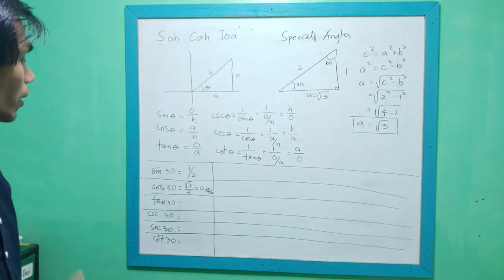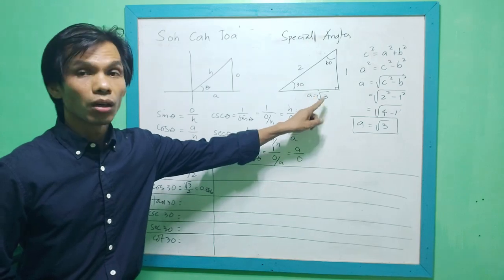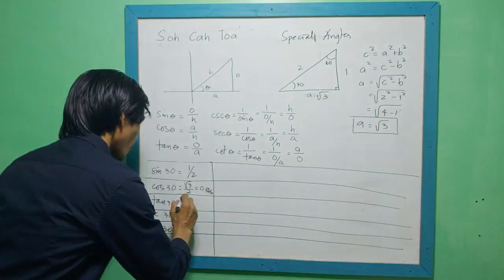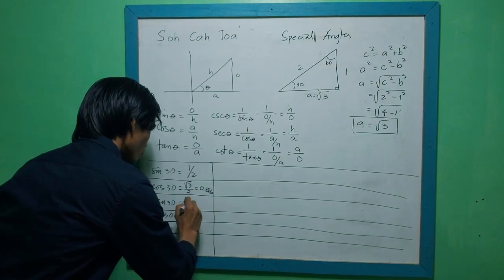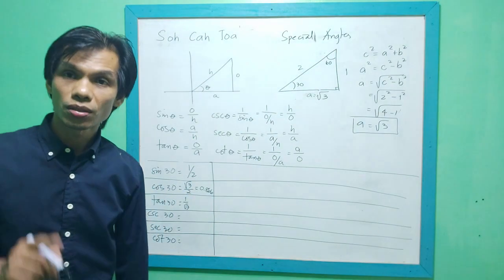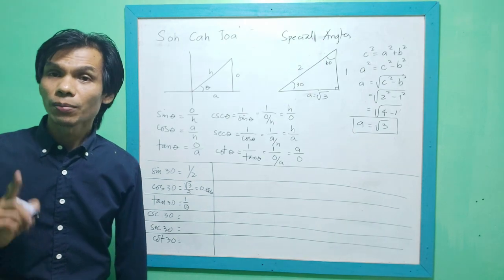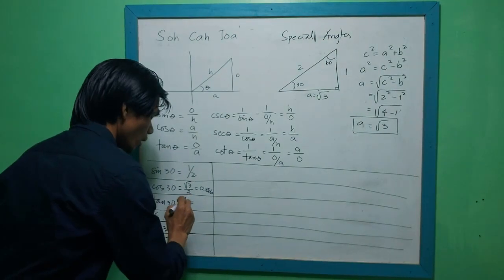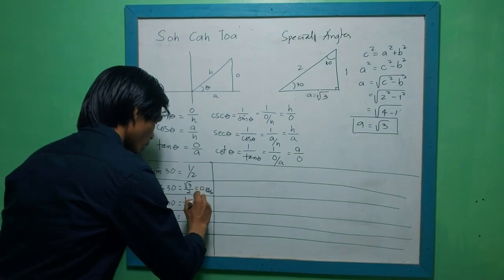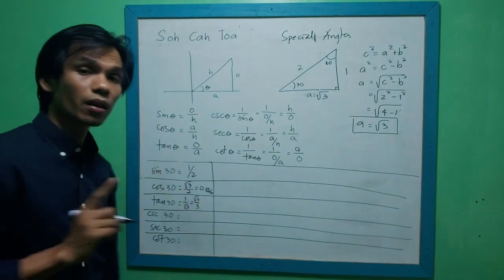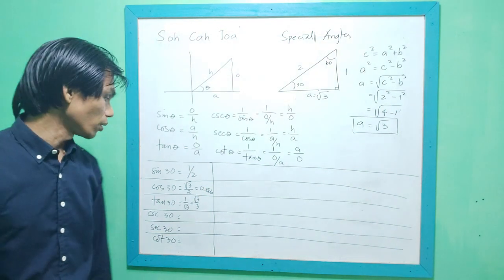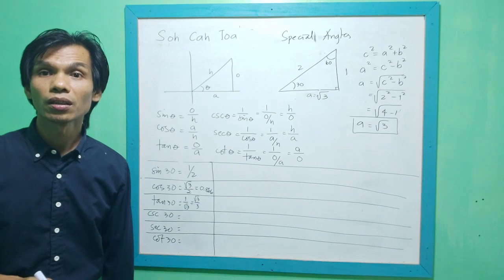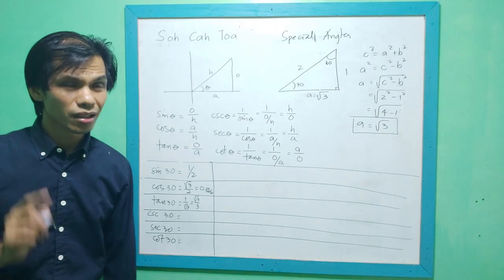Okay? Another one, tangent is opposite over adjacent. That is 1 over square root of 3. So yan, 1 over square root of 3. Ibang teacher, pinaparationalize nila. So, pwedeng ang sagot, usually ang sagot ng mga estudyante is square root of 3 over 3. Pero, rationalize na yan. Ano yung square root of 3 over 3 or 1 over square root of 3? That is 0.577.